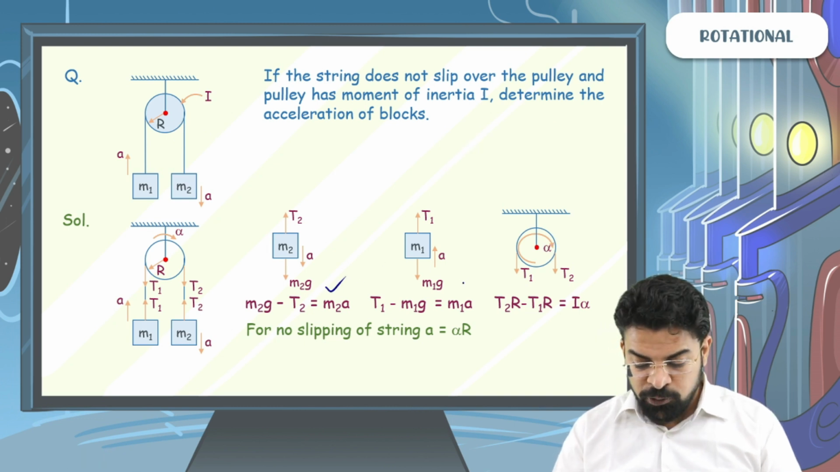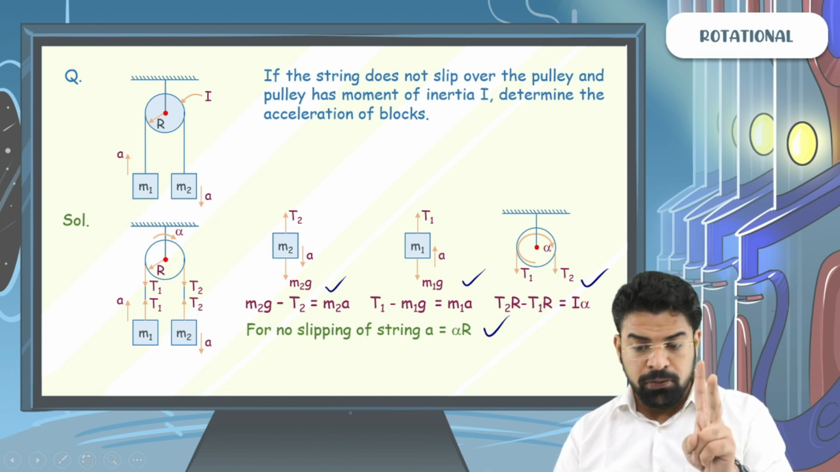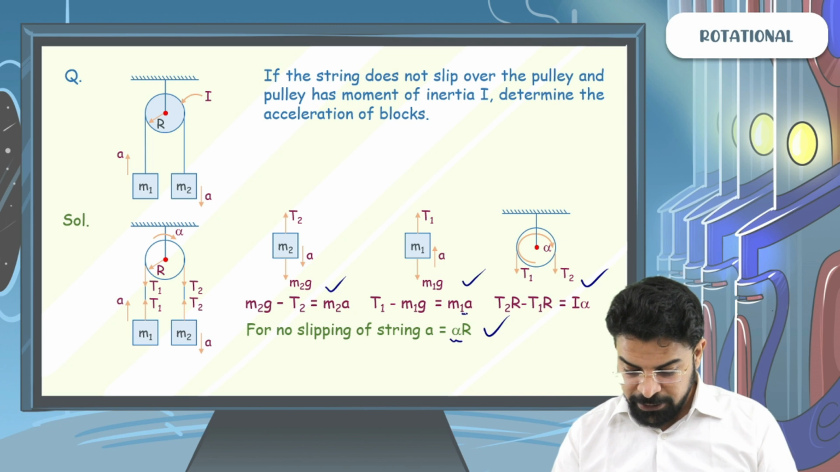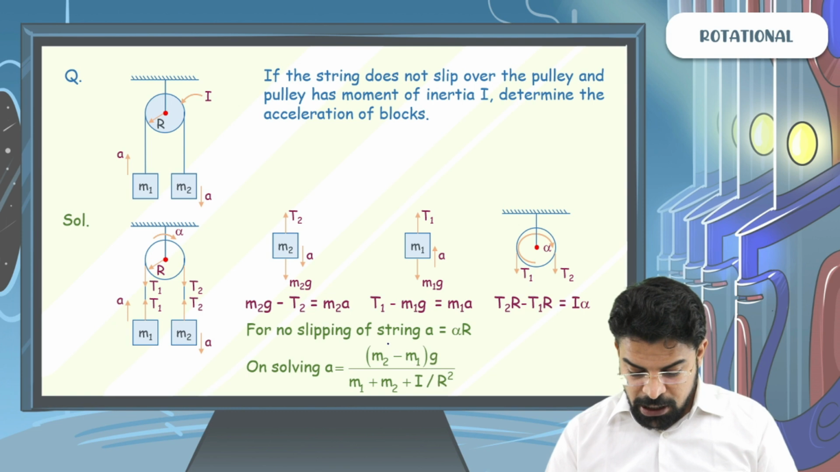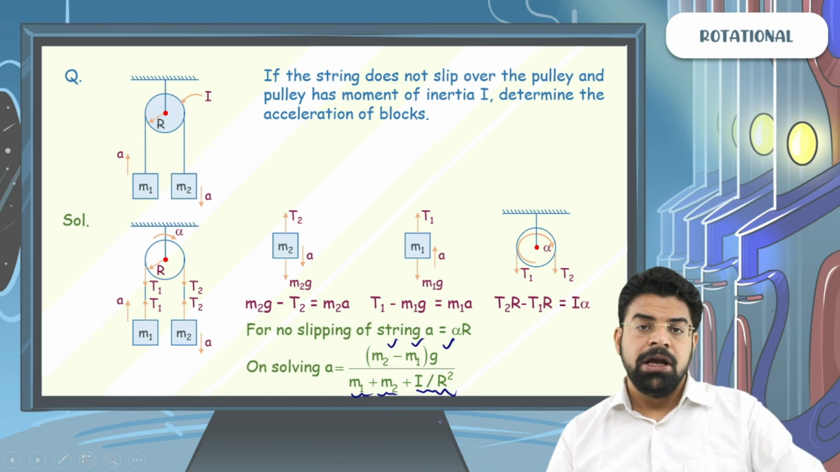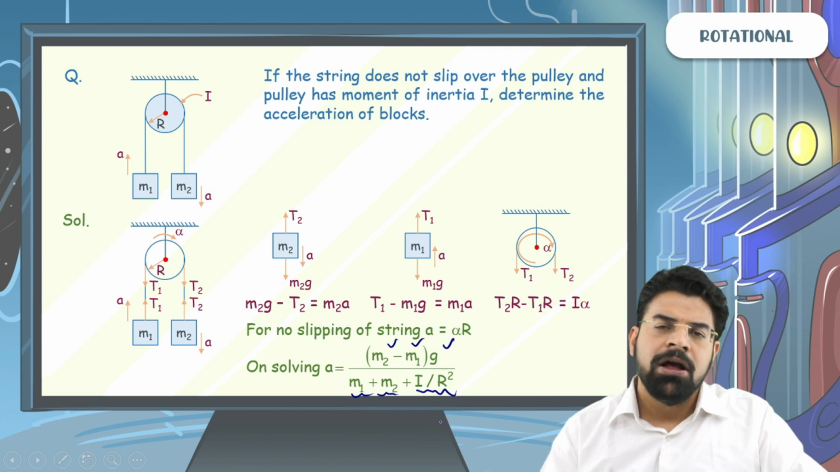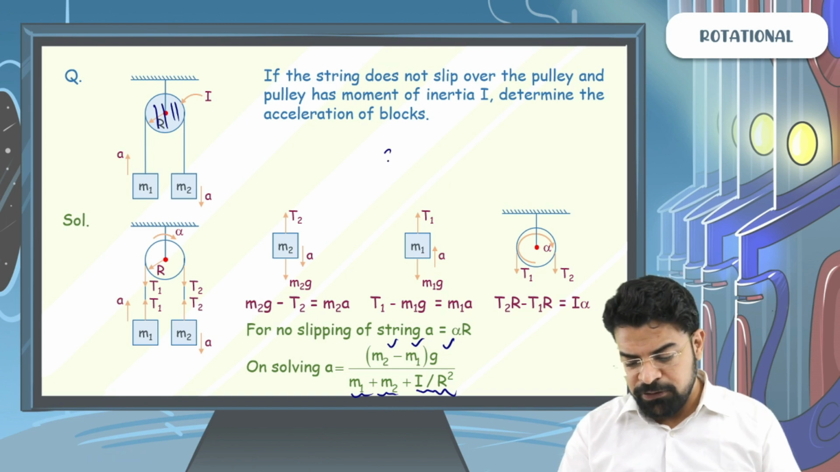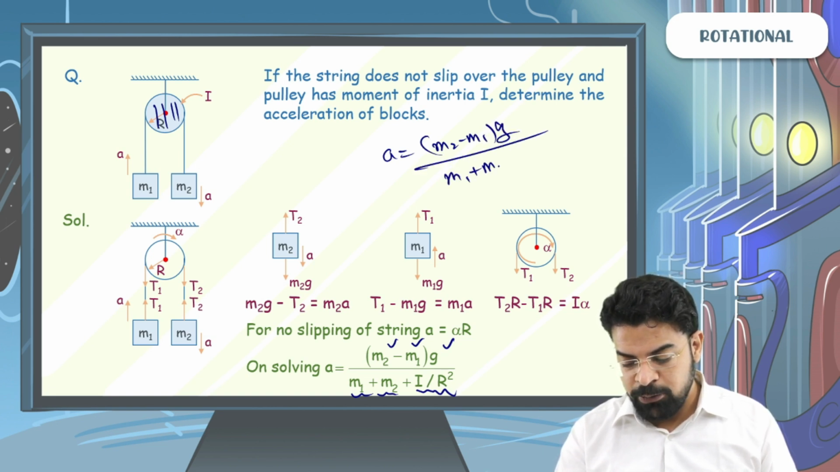When you solve these four equations, where you have four variables T1, T2, alpha and a, and you solve for a, you get that a comes out to be (m2 minus m1) into g upon (m1 plus m2 plus I by r square). Now forget that the pulley has some moment of inertia. Think that this is a massless pulley and we are doing a question of Newton's laws. And I ask you what will be the value of a, you will say, sir, for Newton's laws, pulley massless, acceleration is (m2 minus m1) into g upon (m1 plus m2).